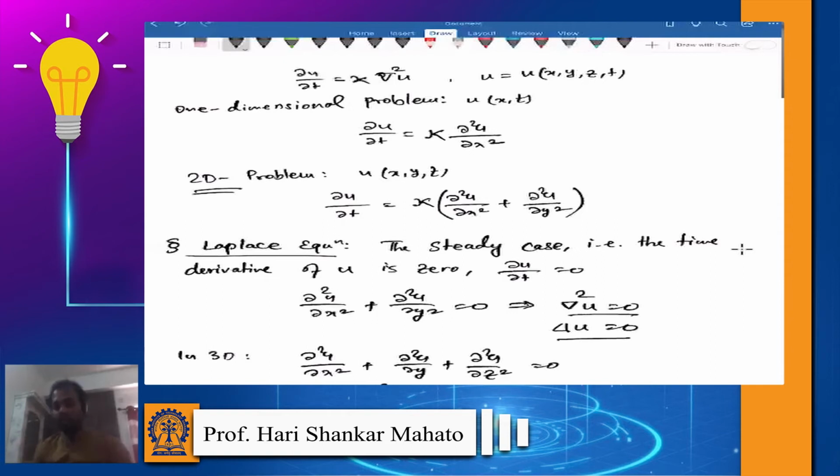If you have a steady case, that means when there is no change in temperature with respect to time, then in that case your del u del t will become 0, and what you will end up with is basically a Laplace equation.